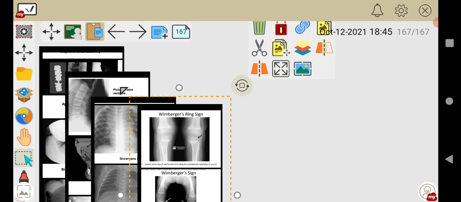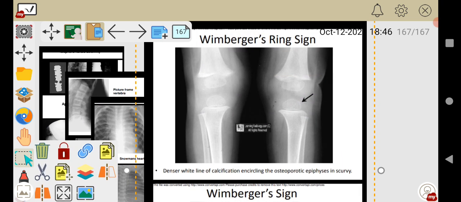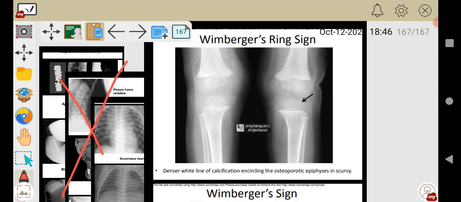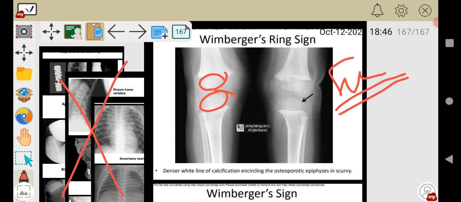Yes, this one. See, guys, this is Wimberger's sign, right? This is seen in scurvy. It's a very painful joint condition, right? Scurvy. Now, okay, let's see rickets.